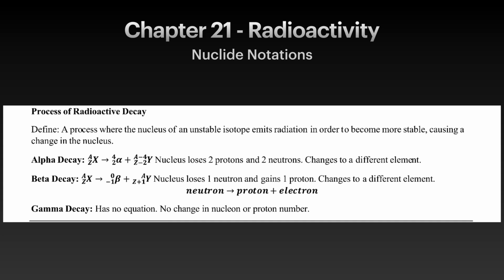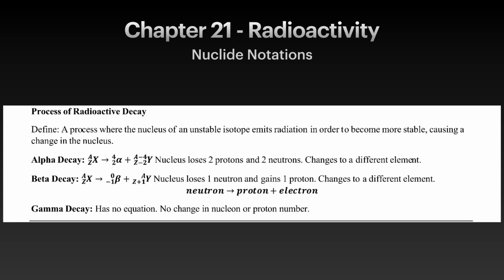And now we will be moving on to the process of radioactive decay. This is a process where the nucleus of an unstable isotope emits radiation in order to become more stable, causing a change in the nucleus. For alpha decay, the nucleus loses 2 protons and 2 neutrons. It changes into a different element. For beta decay, the nucleus loses 1 neutron and gains 1 proton, changing to a different element.